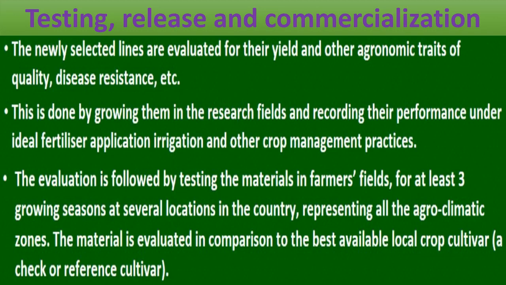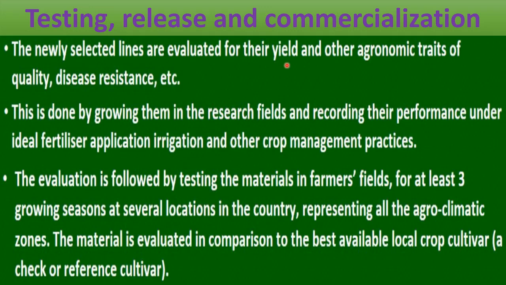Now after that, the fifth step, or you can say the last step of plant breeding, is testing, release and commercialization. Here the newly selected lines are evaluated for their yield. Newly selected lines means we have selected the superior recombinants, and the newly selected lines are the plants obtained after the self-pollination of the superior recombinants. So these are evaluated now for their yield.